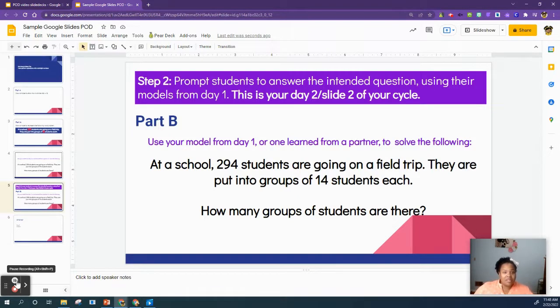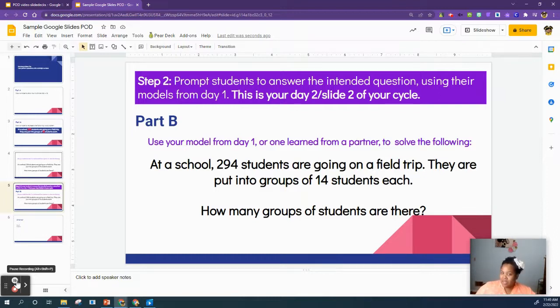The benefit of really separating these problems into a part A and B, or a day 1 and 2, is to have that rich discussion around those models. So when my students come in to do part B, they not only know how they modeled the problem in part A, but they also know how their learning partners modeled that same problem. So they can choose to use their model if that works best for them, or they can choose to use the model of a partner if they felt that that was a better model for them to solve that problem.